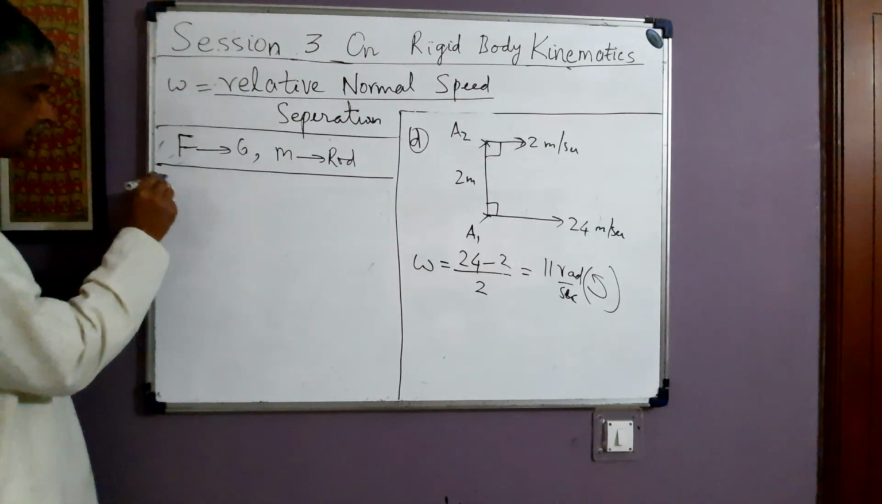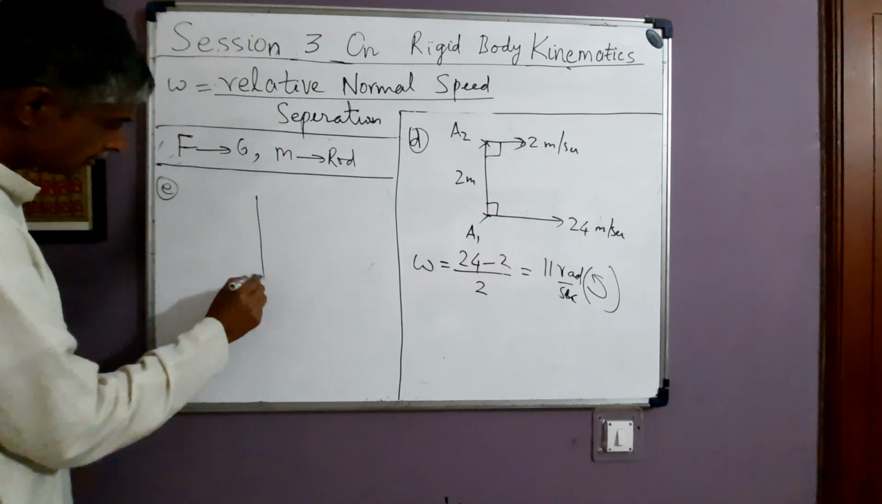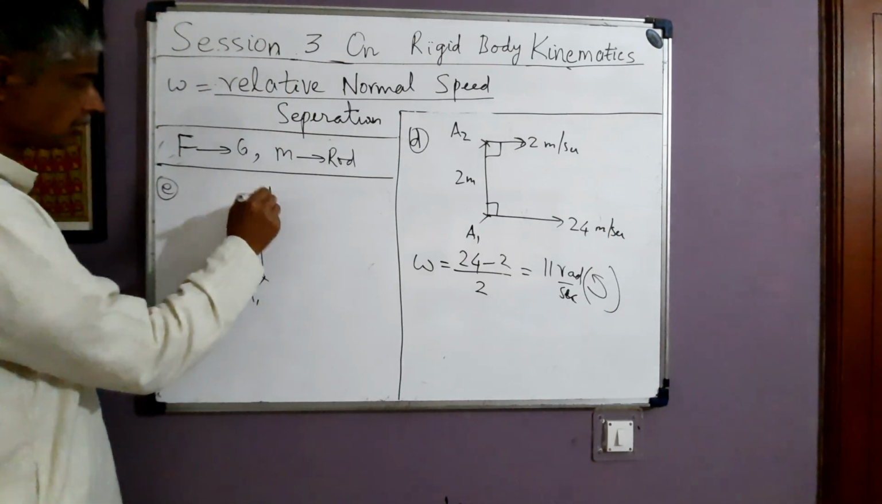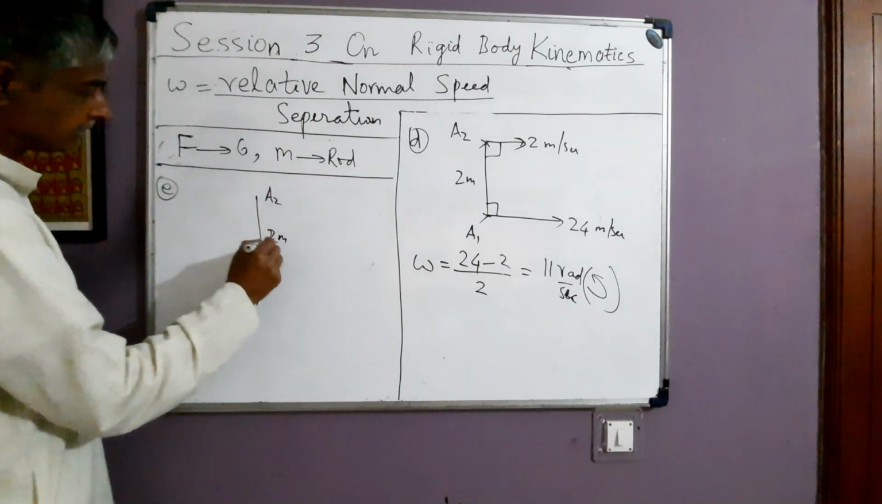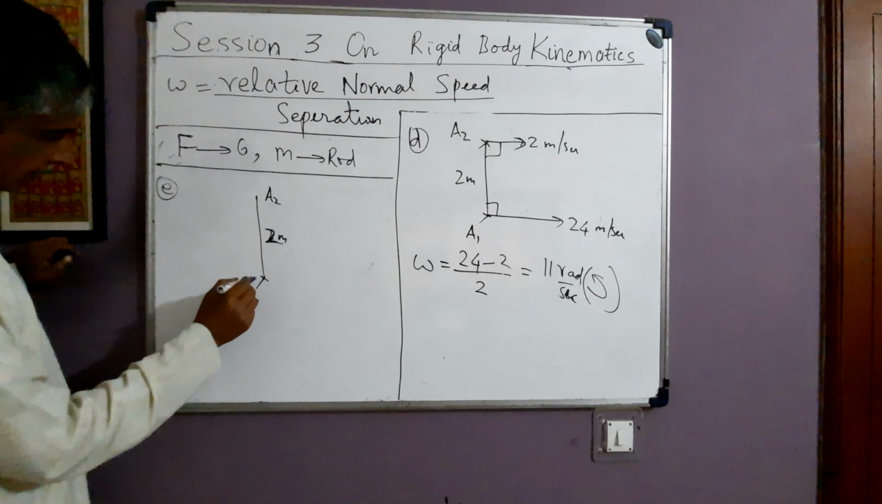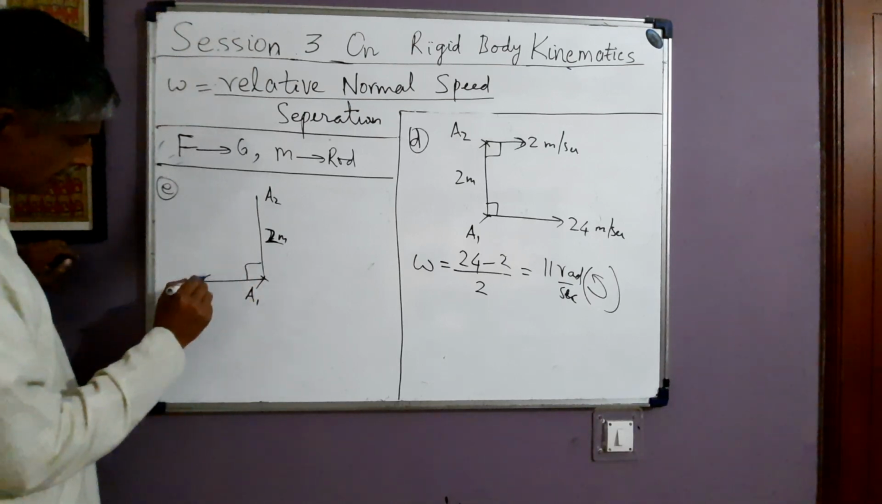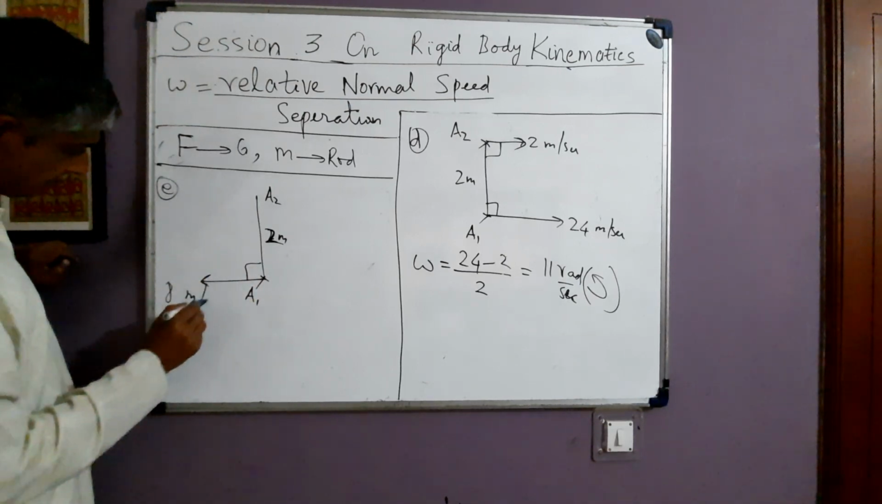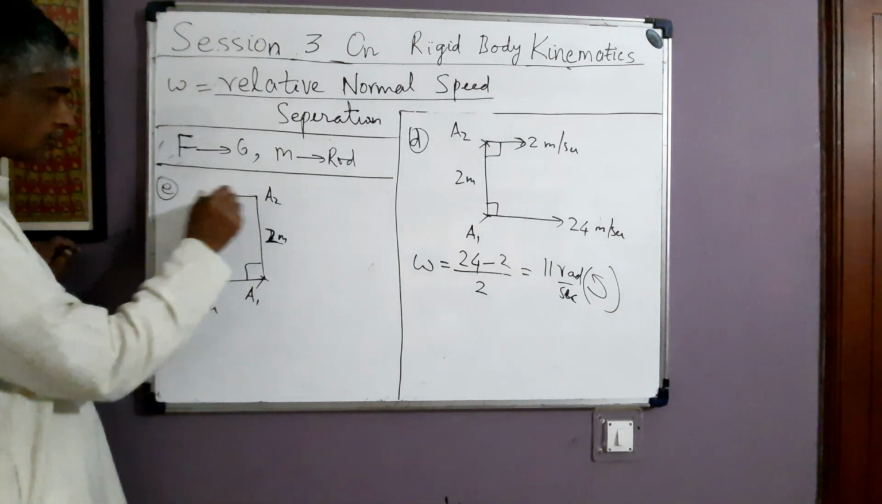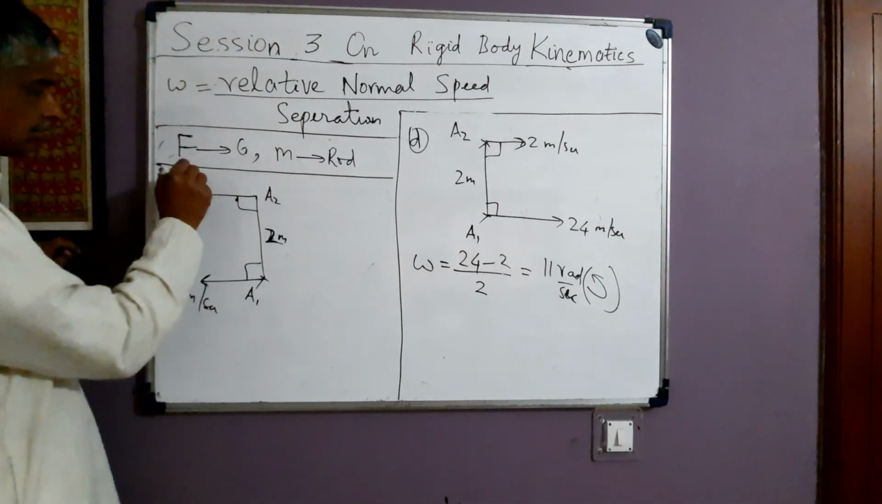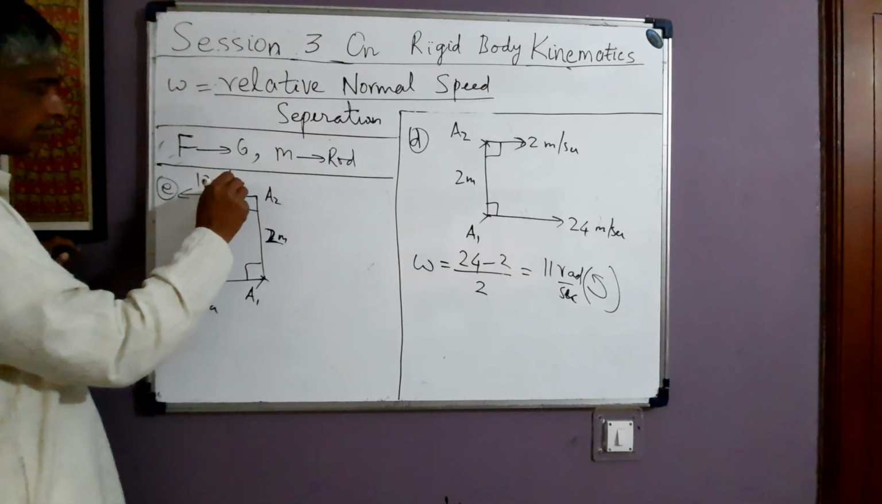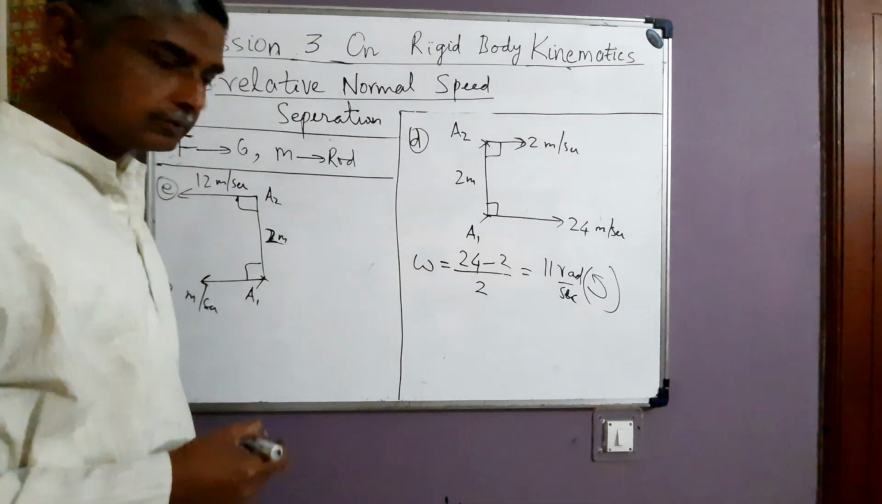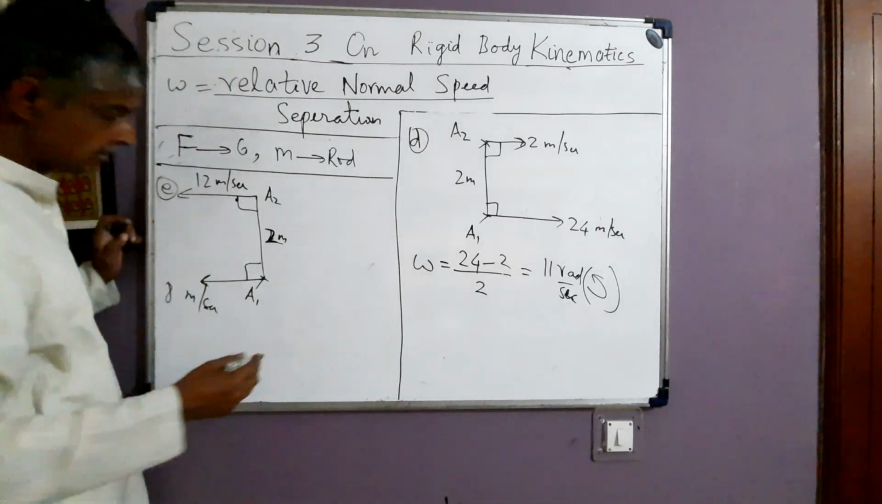Now part E of the question is this. This is the rod A1, A2. 2 meter is the rod length. A1 is going leftward, say at 8 meter per second. A2 is also going leftward, say at 12 meter per second. Both these velocities are with respect to ground. Now we have to find omega.